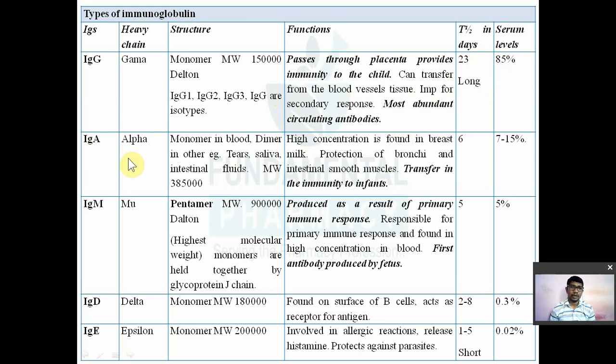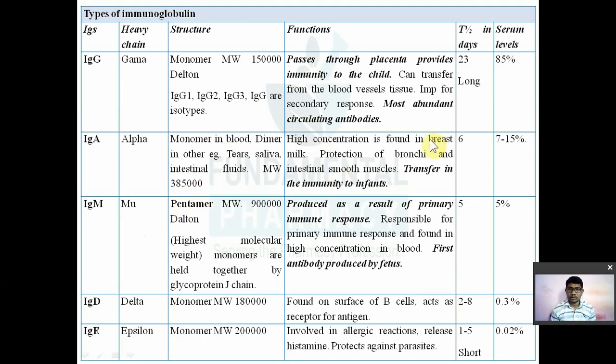Next one is immunoglobulin A. In case of immunoglobulin A, alpha chain is there. So G for gamma, A for alpha. It is a monomer in the blood, but it is a dimer in different tissue like tears, saliva, intestinal fluid. It has a molecular weight of 3,85,000 Dalton.